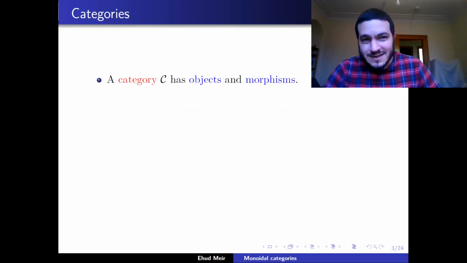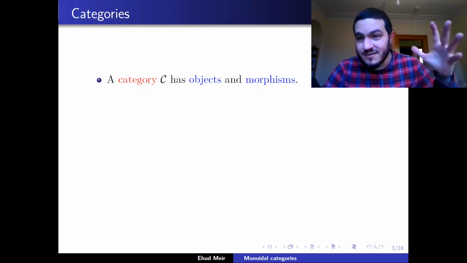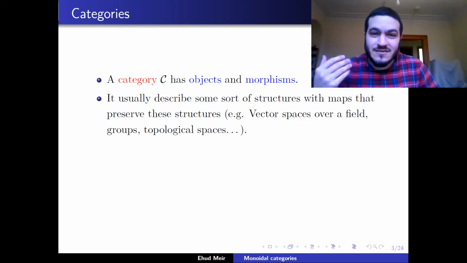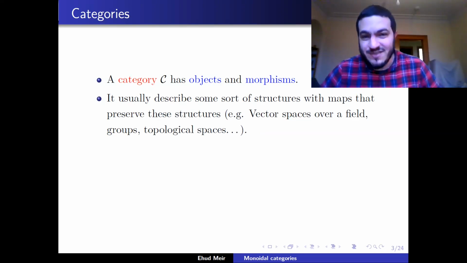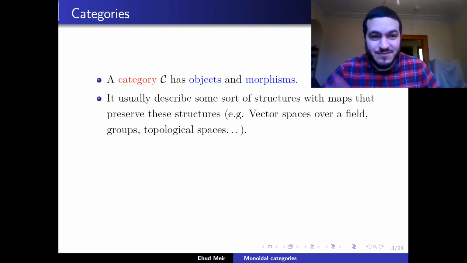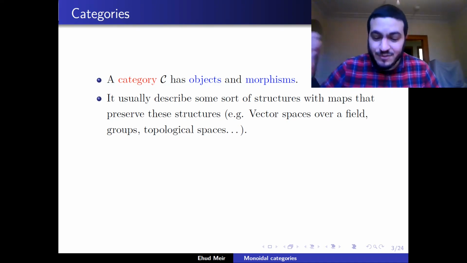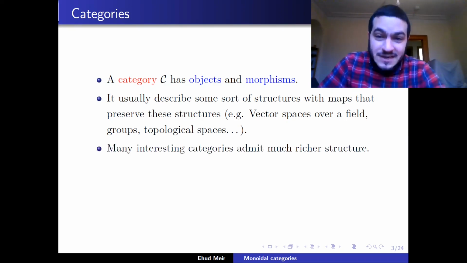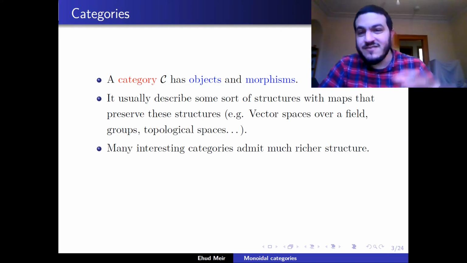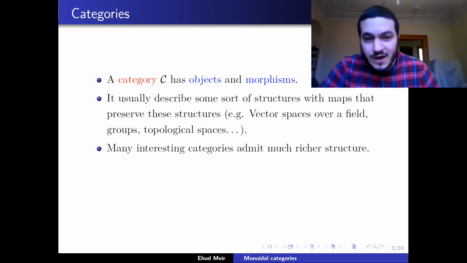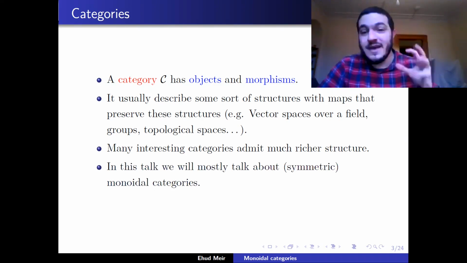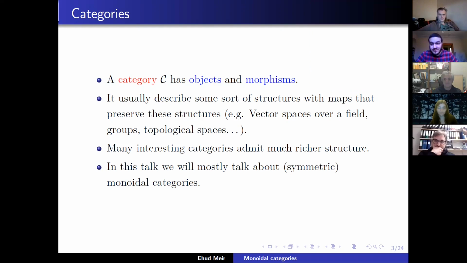Okay, so first of all, categories, what is the framework? So you all know a category C has objects and some morphisms between them. And usually it describes some sort of structures with maps that preserve the structure, like vector spaces and linear maps, groups and group homomorphisms, topological spaces and continuous maps, and so on. However, many interesting categories admit much richer structure than just objects and morphisms. And the one I will concentrate on today will be that of monoidal categories, and in particular, symmetric monoidal categories.